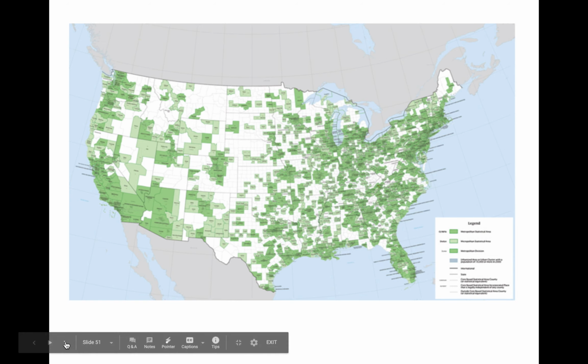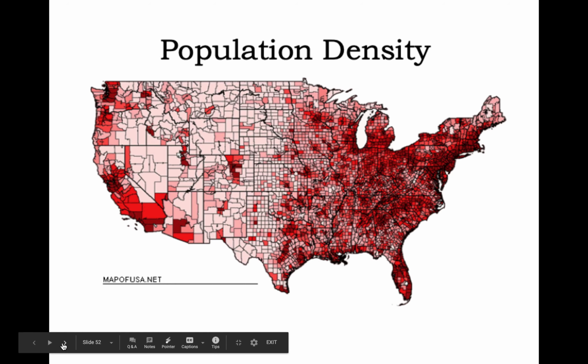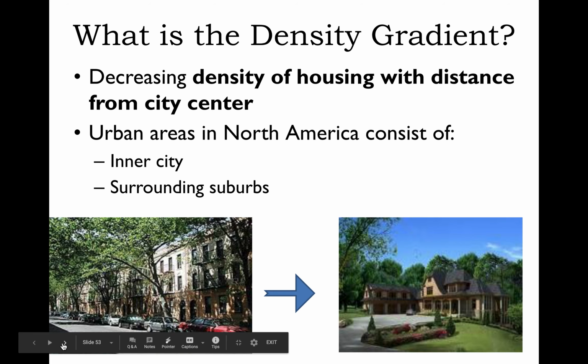All right, looking at population densities and distributions. What is density gradient? That's the density of housing with the distance from the city center. In other words, as you get further from the city center, there's less dense housing. A density housing gradient is found with how we look at land availability in suburbs.